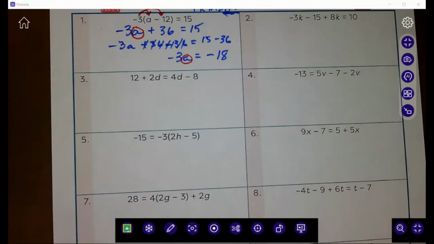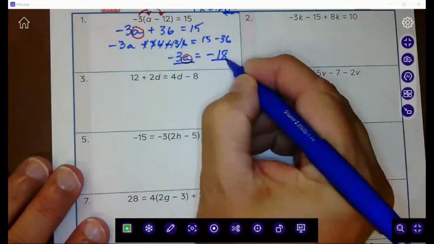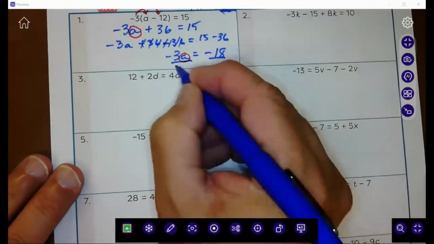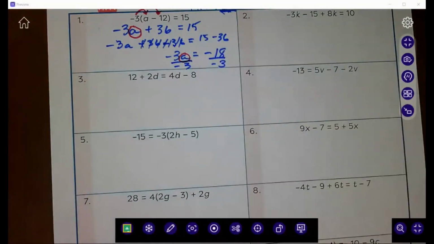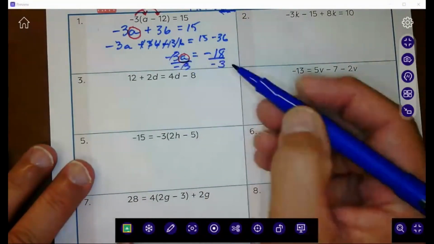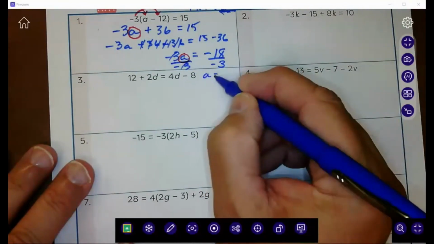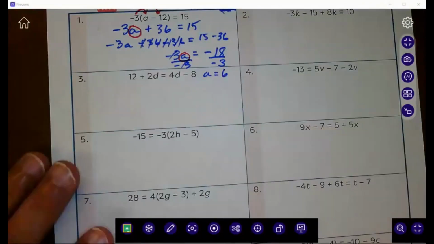Correct. Well, almost. We're not going to divide by 3. Negative 3. Correct. That negative 3 is being multiplied by that a. We've got to get rid of that negative 3. And so we do that by dividing by negative 3. And so the negative 3s divide out. We're left with a. And negative 18 divided by negative 3 is positive 6.